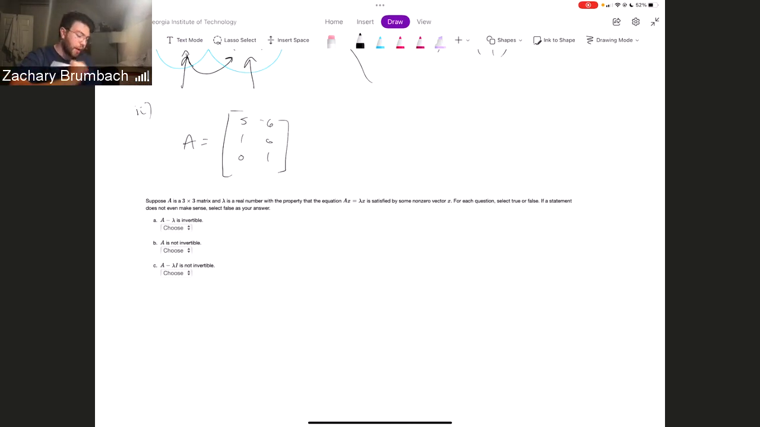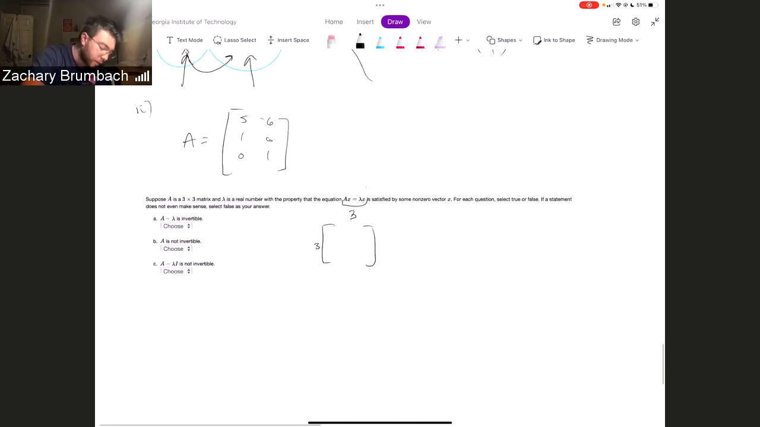Okay. So A is 3 by 3, and lambda is a real number with the property Ax equals lambda x, satisfied by some non-zero vector x. For each question, select true or false. This is actually something called an eigenvalue. I'm not going to explain what that is at this point because the whole last third of the class is going to be talking about eigenvalues. But essentially all it means is Ax equals lambda x, okay?